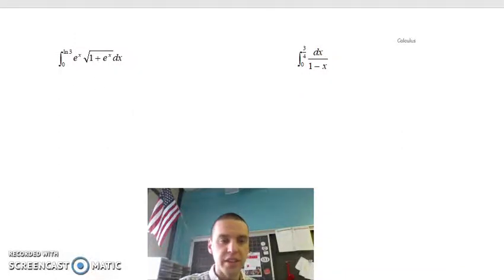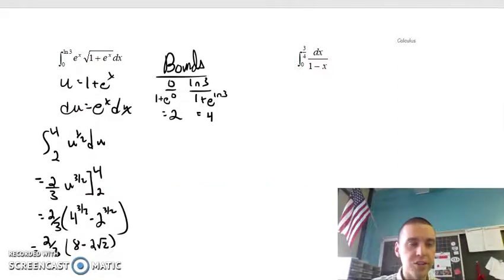Why don't you guys try this one on your own? And so hopefully you got 2/3 times 8 minus 2 square roots of 2, or you could have written it out as this. Either one is correct. I leave it as that. I think it's more simple, but it doesn't matter to me.